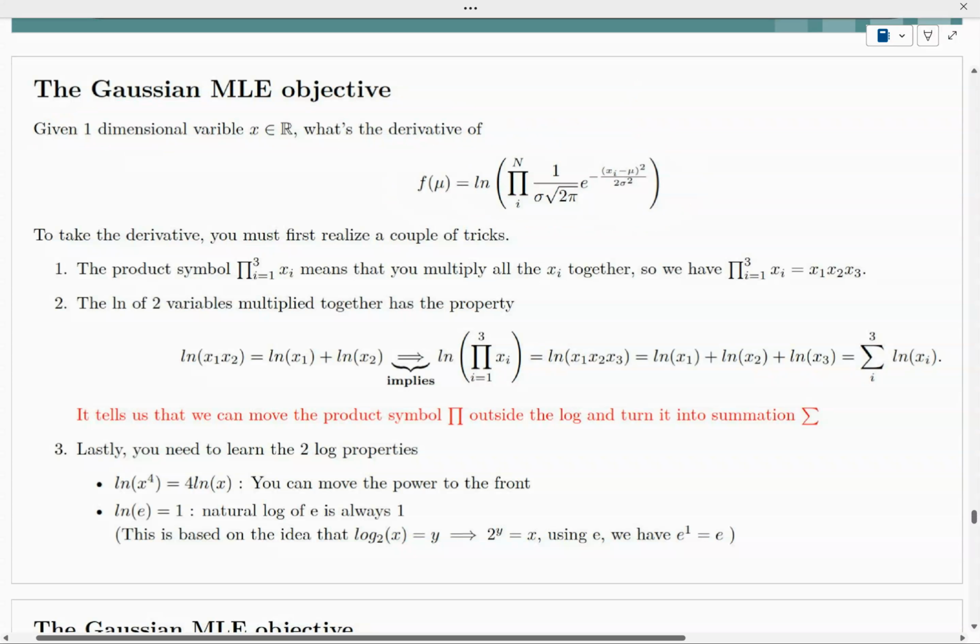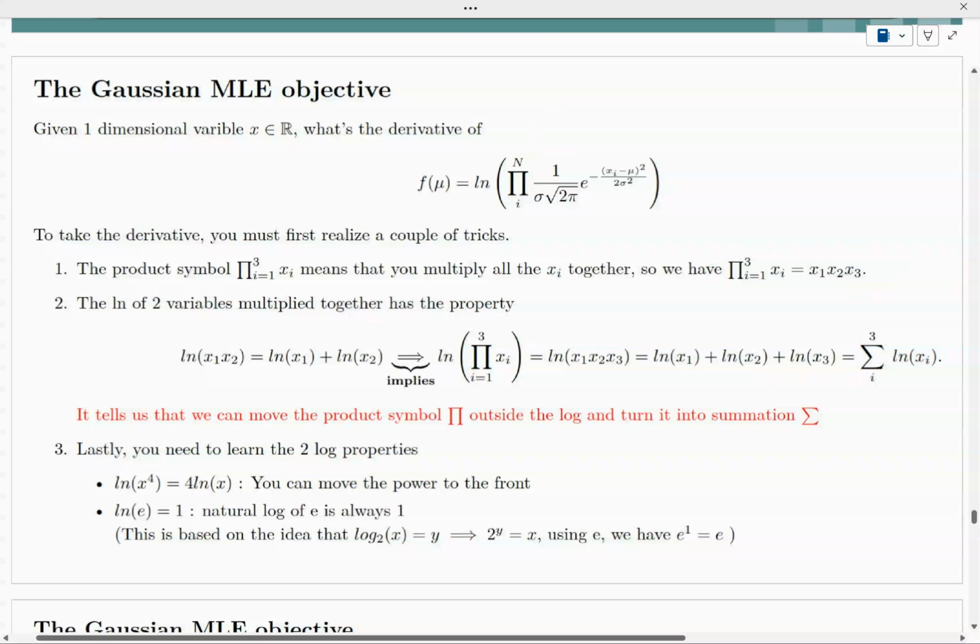So the first thing you need to know is the product symbol. What does that mean? Well, the product symbol means like the summation, but instead of summation, you do multiplication. So that means x1 times x2 times x3. So if it's 1 to 3, it's saying that all the x from 1 to 3, you're going to multiply them together. Okay? So that's the first thing you need to recognize.